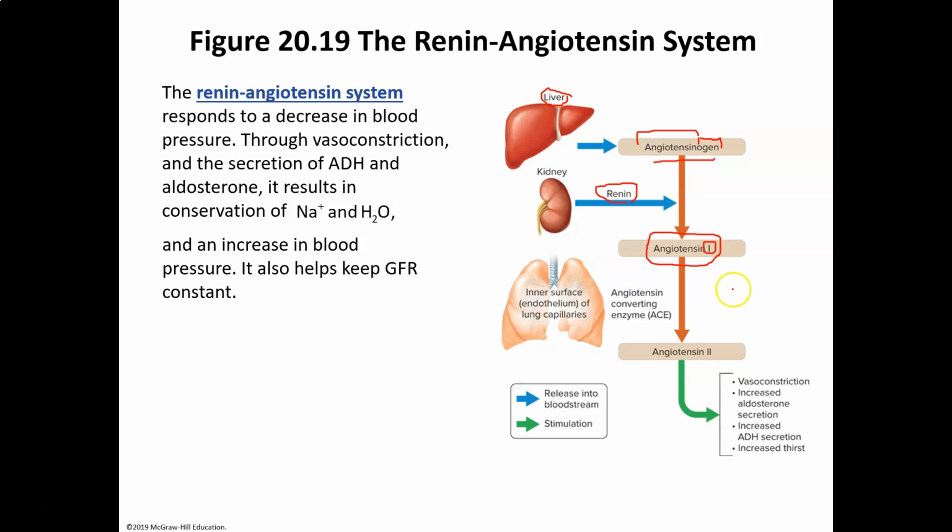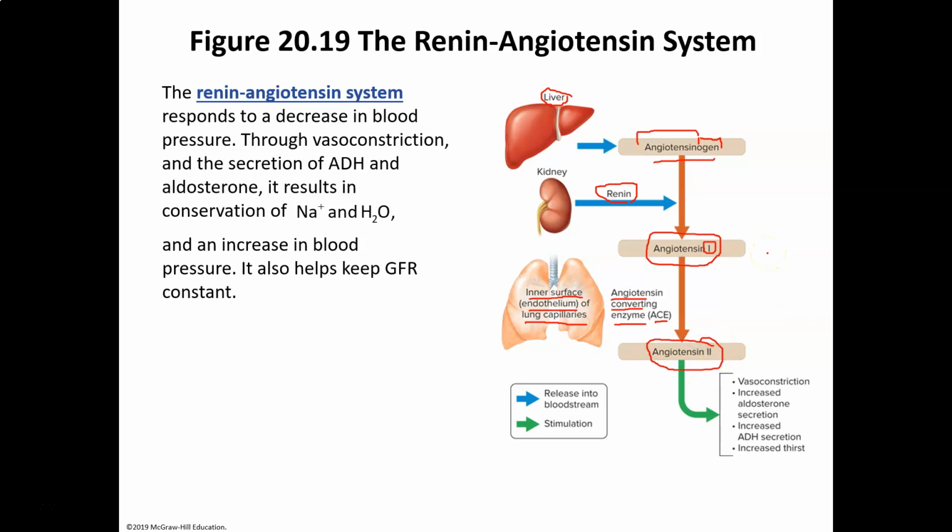However, the next step: angiotensin is now in the blood. As it flows through the blood, it comes in contact with the inner surface, or the endothelium, of lung capillaries. Those cells have on their surface an enzyme called angiotensin converting enzyme, ACE for short, because that's too hard to say. So we call it ACE. What does that do? Of course, it converts angiotensin 1 into angiotensin 2. This is the one we're really looking for.